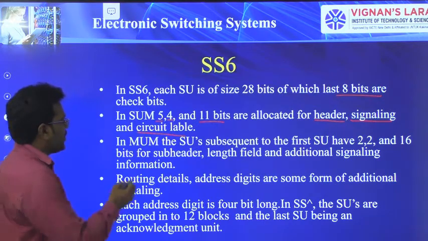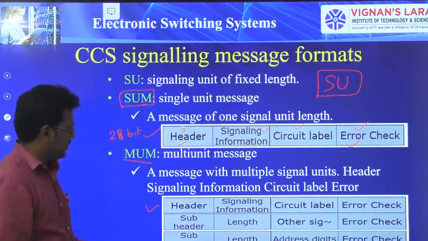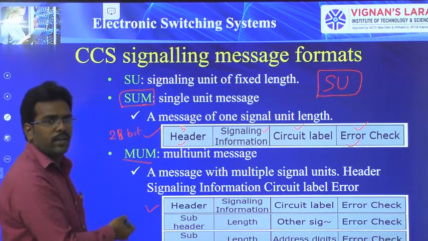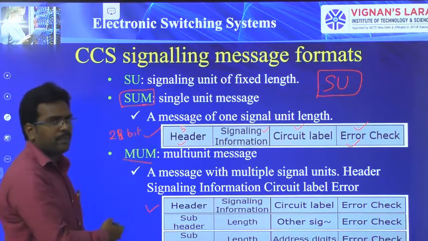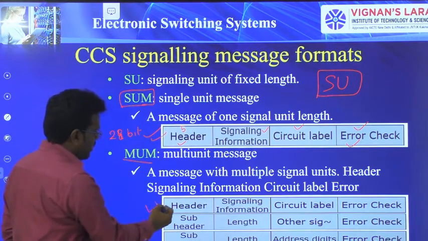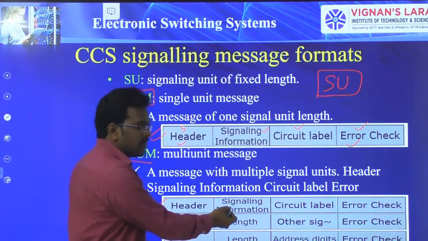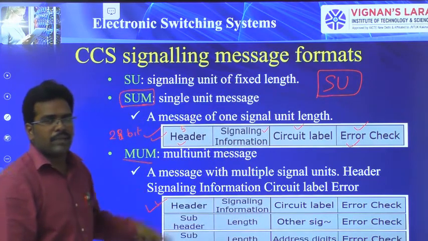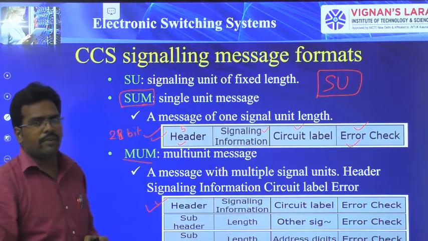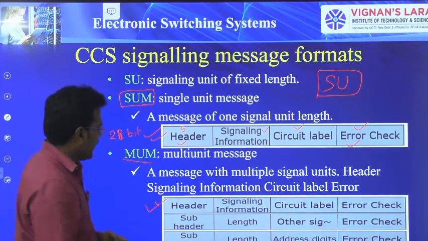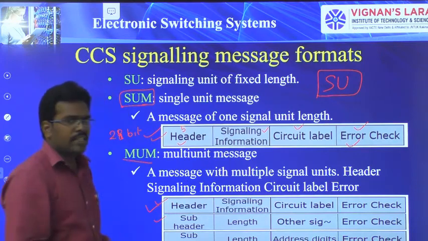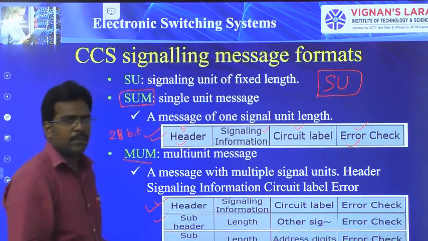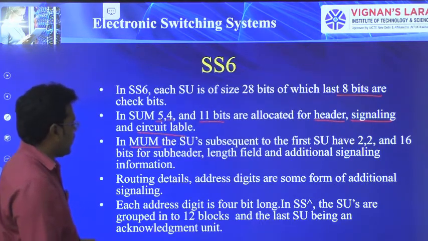Coming to the MUM, it contains 3 levels, in which the first level is the same as that of your SUM. We observe MUM and SUM have the same fields: header, signal information, circuit label, and error check. In all these message formats, the last 8 bits are dedicated to error checking. Coming to the next level, it contains subheader, length, and other signals as the subparts. Now you can see that configuration also.